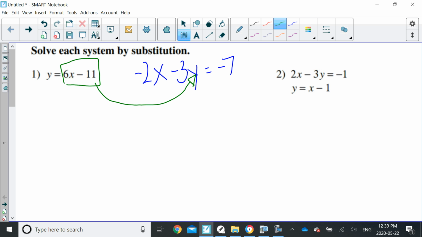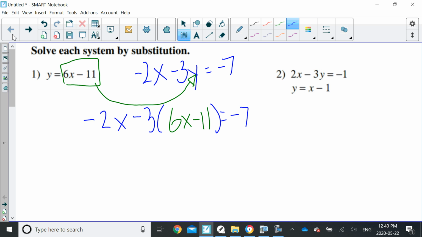I'm going to substitute that into the second system. We find y in the second system. I'm going to take this y out, and I'm going to plug in 6x minus 11. So in my second system, I have negative 2x minus 3. Then I've got my y. Y is 6x minus 11. And that is equal to negative 7. So once you plug something from one system into the other, now I just deal with this, okay? So you always get rid of your brackets next.